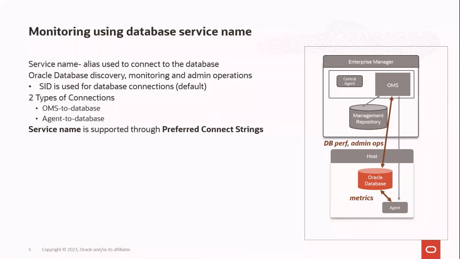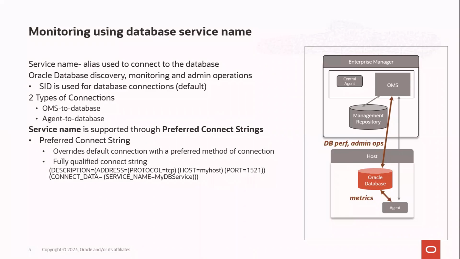Now with a feature called Preferred Connect Strings, EM can connect and monitor databases using your service names. A Preferred Connect String is a fully qualified connect string that can override Enterprise Manager's default connection configuration to the database with your preferred connection method. You can create a preferred connect string using the host, port, and service name and specify that to be used for database connections.